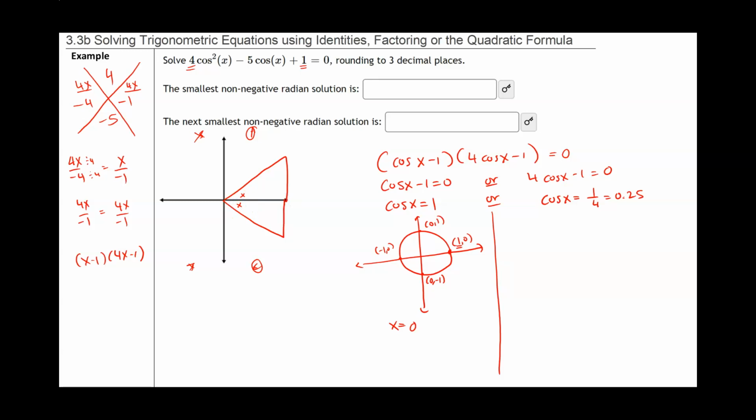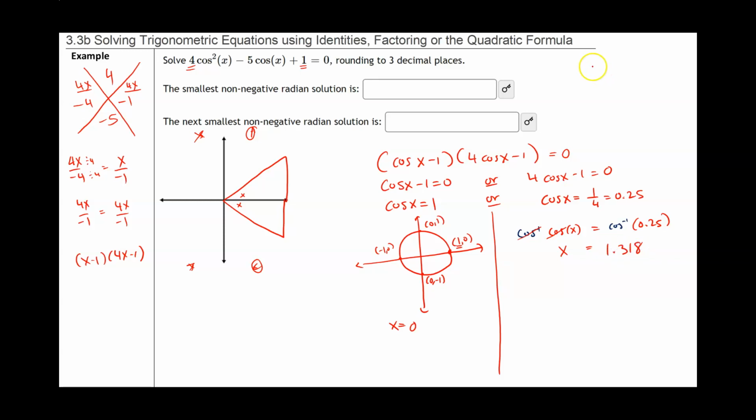So I want to find the reference angle. To find the reference angle, I'm going to take the inverse cosine of both sides. On the left side, I have cosine of x. On the right side, I have 0.25. The inverse cosine and cosine cancel each other out, and we get x by itself, which is what I want. If I take the inverse cosine of the left, I have to take the inverse cosine of the right. So I take the inverse cosine of 0.25, and that gives me 1.318 in radian form.